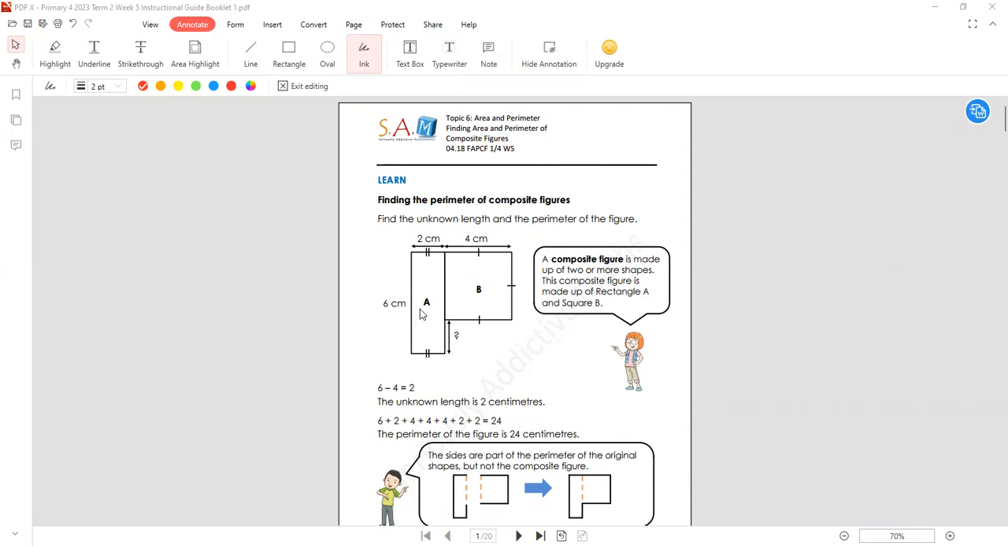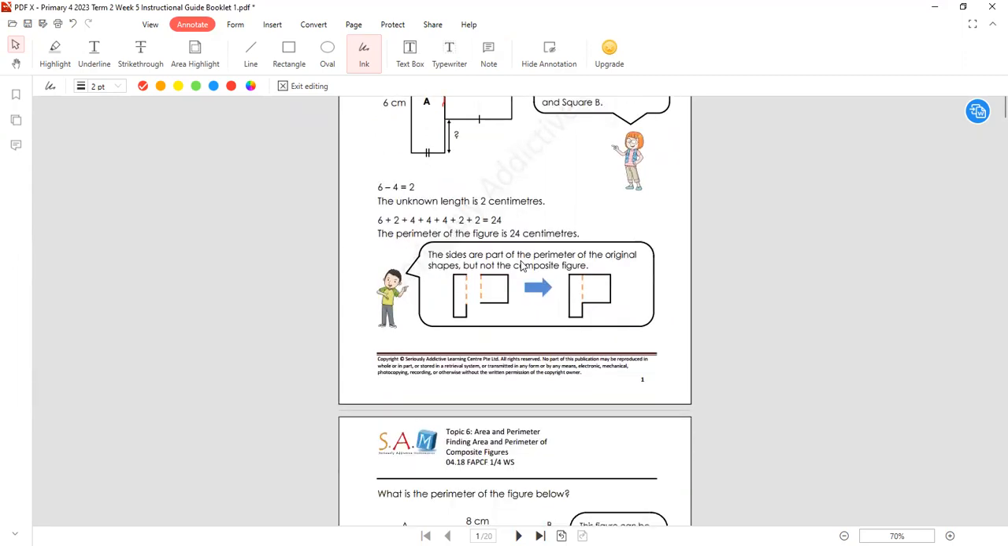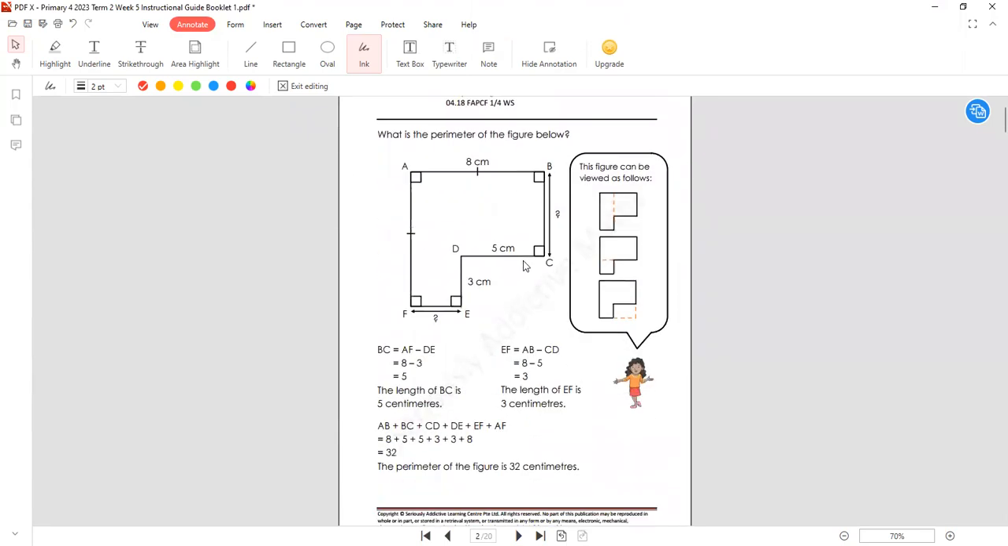It can be seen as two rectangles, right? So there are two ways, one rectangle and one square. Sometimes they may not provide the line between here, but it's just to show them that a composite figure is typically made up of a rectangle and a square, or two squares, or any combination. And at a later stage, it may involve triangles as well. So something like that.